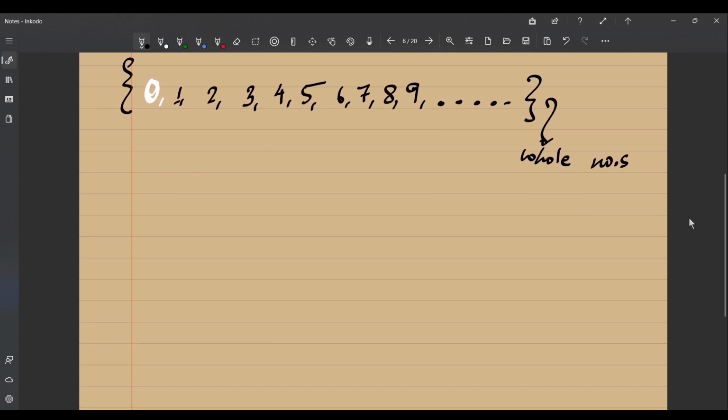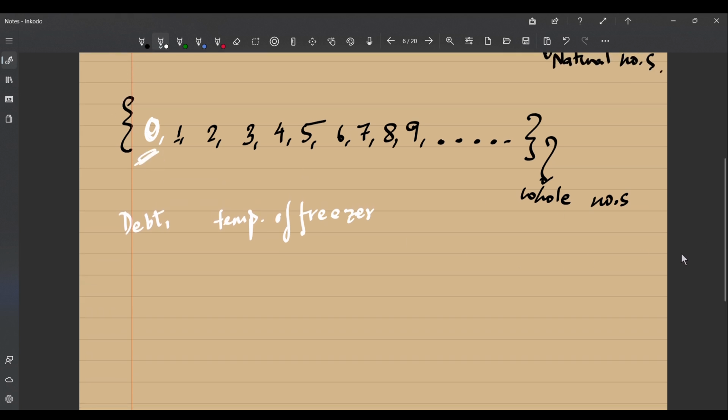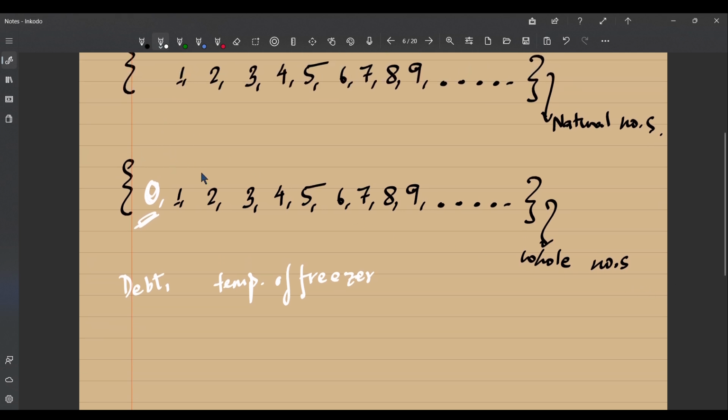Now people thought, well, what about if you want to represent a debt? So if a person is at a debt, that means it's at a loss of something, right? Or if you wanted to represent the temperature of a freezer, or say the depth of a sea, right? So things below our ground level are 0.